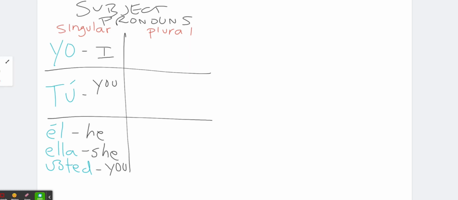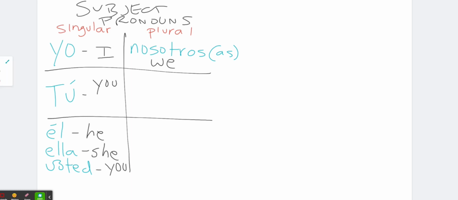I'm going to jump over to the right-hand side now. And again, these words on the right all refer to multiple people. So the first one is nosotros or nosotras, with an AS instead of an OS. The difference there is that one is masculine and one is feminine. So nosotros with an OS means we, and that means we for a group of boys or a mixed group of genders. And then nosotras with an AS would be for a group of girls wanting to say we.